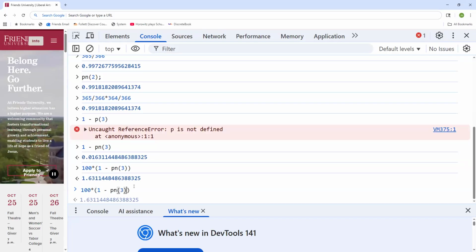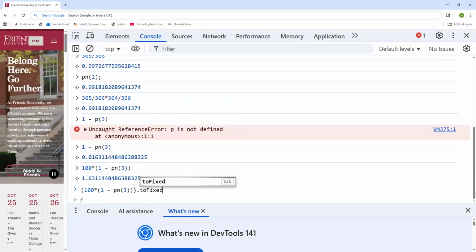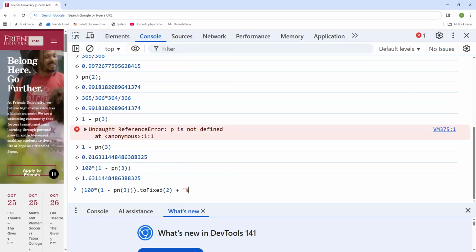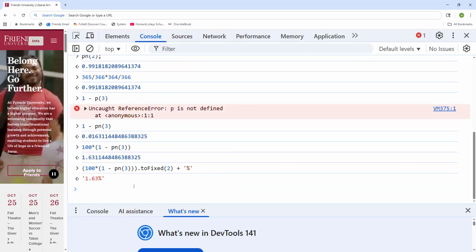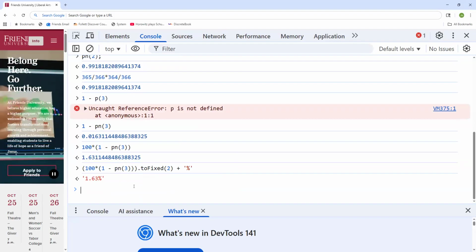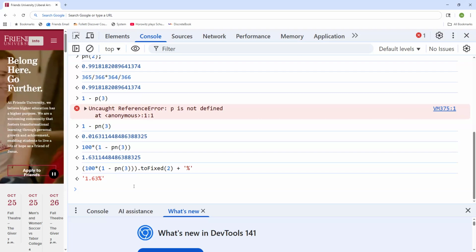Oh, and by the way, let me show you another cool trick. You have to use lots of parentheses to do this, though. But put parentheses around your numeric result, you can say toFixed 2, and then you can even add a percent symbol to it. So there's a 1.63% chance that a room of 3 people would have 2 people with the same birthday. So let's change it to 4 people.